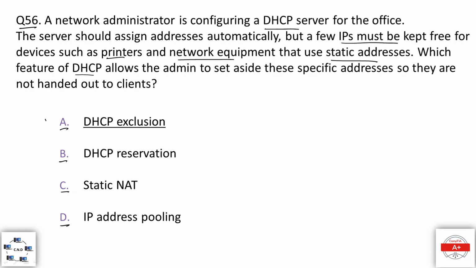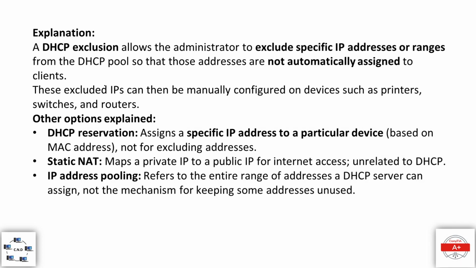Option A, DHCP exclusion. Let's go through the explanation. A DHCP exclusion allows the administrator to exclude specific IP addresses or ranges of IP addresses from the DHCP pool so that those addresses are not automatically assigned to the clients. These excluded IPs can then be manually configured on devices such as printers, switches, and routers.